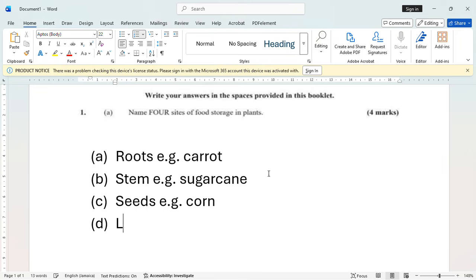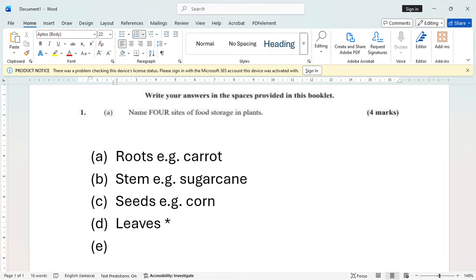The leaves. We said the leaves, right? And I said before we need to put a little asterisk beside it, because we don't really want to store it in the leaf, because it is going to be used up very fast, and that is not very good for the plant. So it stores it in other locations.